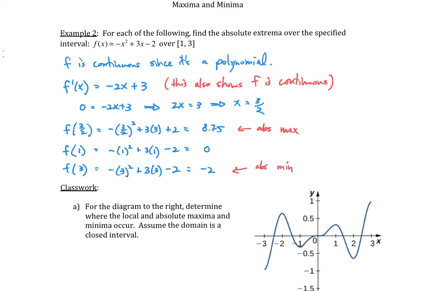I want to make one final comment before we end this video. You really need to make sure that when you find a critical value, like the critical value of 3 halves, it is actually inside the interval that you're working with. 3 halves is between 1 and 3, so we have no problem here. But sometimes you find critical values that are outside the interval. You don't want to use those. You're really trying to find the absolute maximums and absolute minimums within a closed interval.